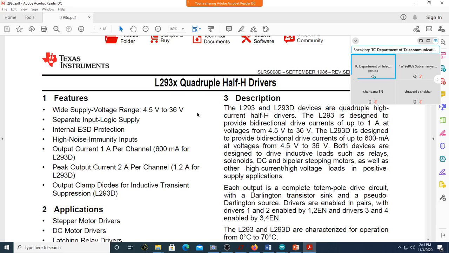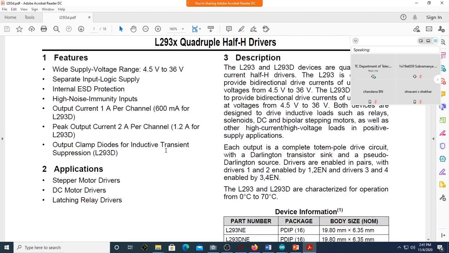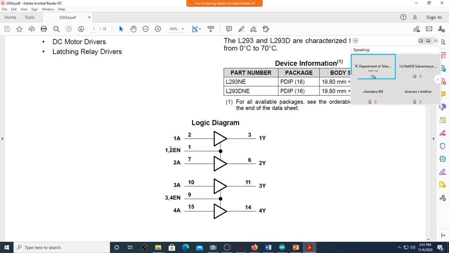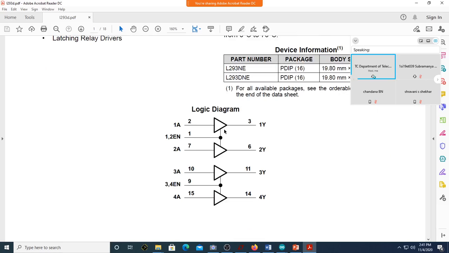This is the L293D. If you can see here, it has got 4 buffers. You can see 1A, 1Y, 2A, 2Y, 3A, 3Y, 4A, 4Y. A are all inputs, Y is the output. Each pair of them is connected to one pin which is called enable. If this enable pin is high, it will enable both the buffers. If this is high, it will enable these 2 buffers. 1,2 enable means it will enable this.